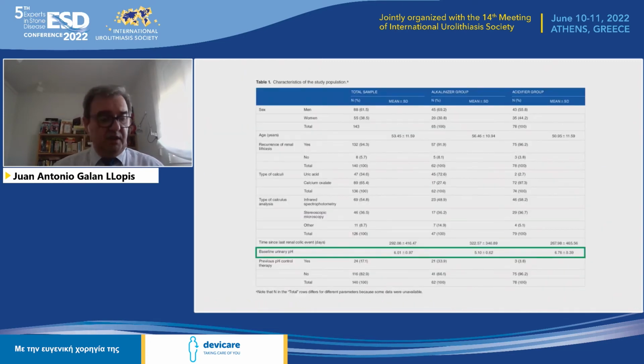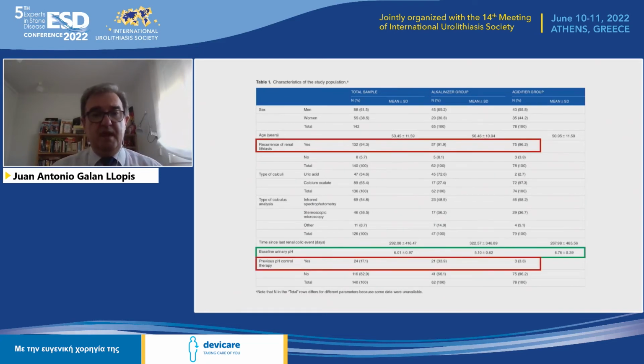In the global study population features, mean urine pH in the acidifier and alkalizer groups were 6.75 and 5.1 respectively. And most of them, as you can see, over 90% in each group, were recurrent stone formers. And 1/3 of the patients with uric acid stones had been under previous pH control therapy.